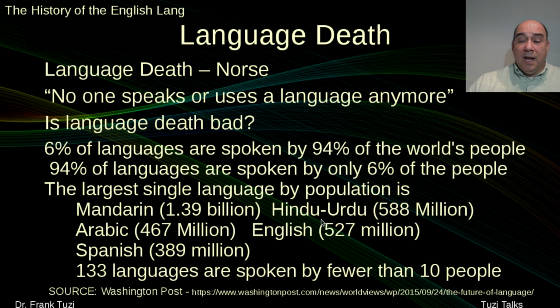We've got Arabic, which is about 470 million. English, which is about 530 million. Spanish, 390. So those are the major languages. You've also got like 133 other languages that are spoken by very few people. A lot of this information I got from the Washington Post.